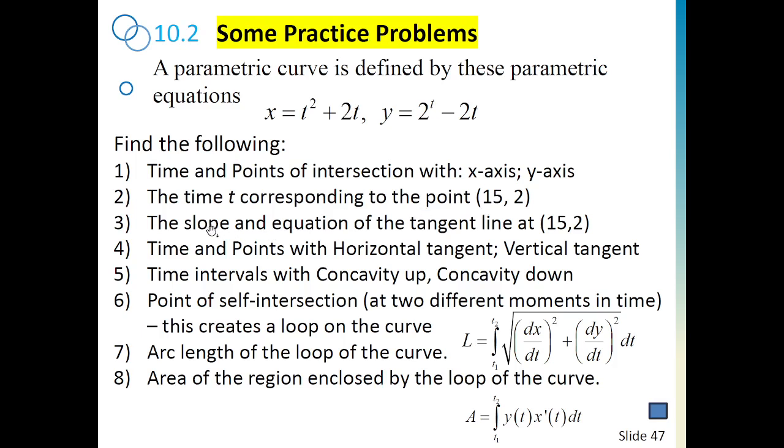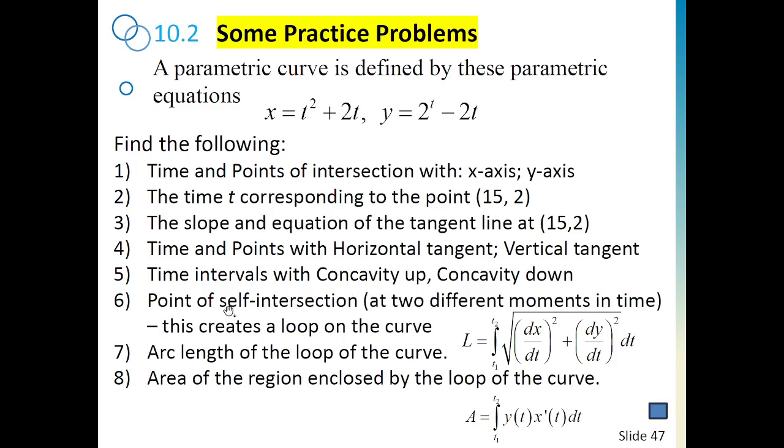And then the slope and the equation of the tangent line at point (15, 2), so that's why we had to find t first, because these derivatives involve t, so basically we need to have t corresponding to the point (15, 2). And then we want to find time and points where the tangent is horizontal or vertical. Then what are the intervals for concavity up and down? So you see there's a lot of work here.